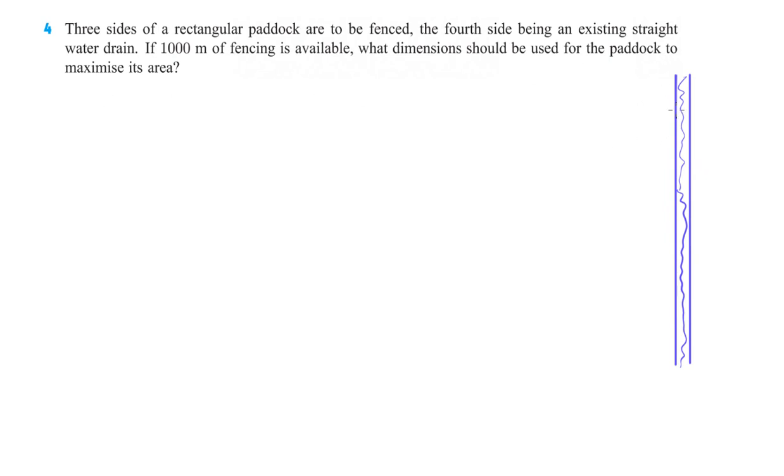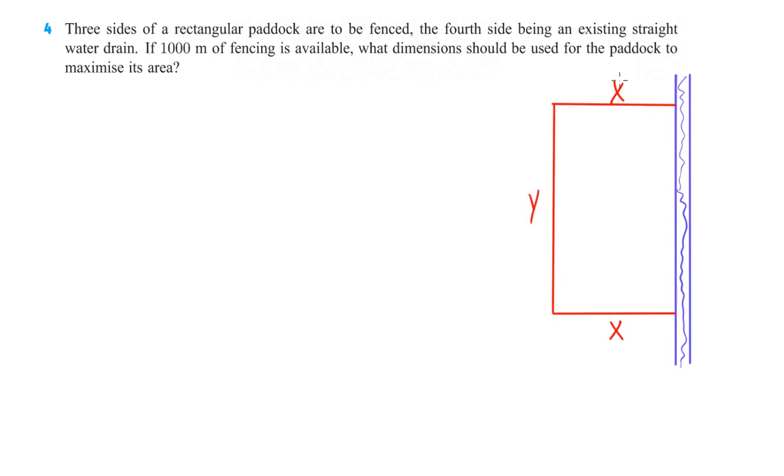So basically what they're getting at is we've got this here, and then we're going to build this rectangular fenced off area here with 1,000 linear meters of fencing. Okay, so let's call this here X. This will be the same X, and then this will be Y, right?